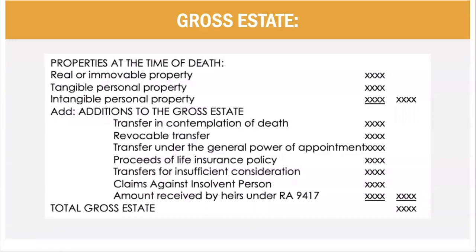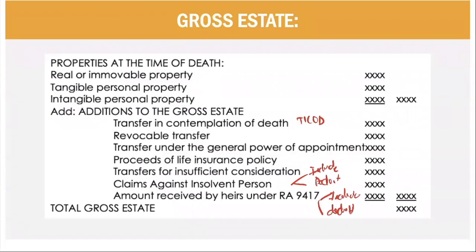These additions to the gross estate are items of your gross estate, however, we cannot really ascertain it at the time of death, but should have been or should be included at your gross estate. What are those? You have your TCOD, transfer in contemplation of death. We have your revocable transfer, your transfer under GPA, proceeds of life insurance policy, transfers for insufficient consideration, claims against insolvent person. Okay, we said this one. You should include it. And then we also place as a deduction. Heirs under RA 9417, we said we should include it and then we should deduct it.